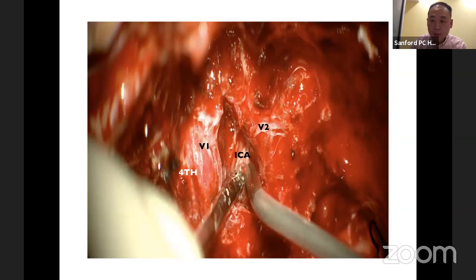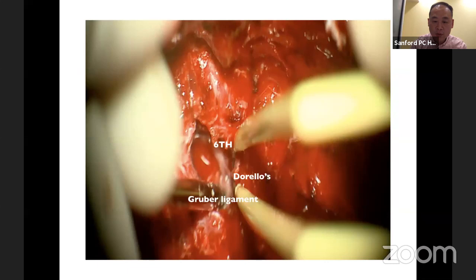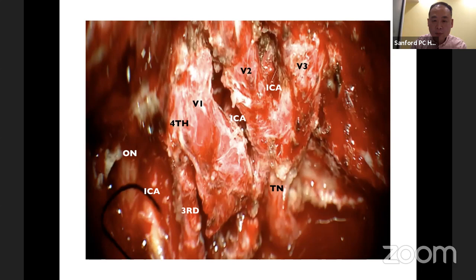Then you open the Parkinson's triangle to identify the sixth nerve and decompress the Dorello's canal. So these are some of the key steps to dealing with the petroclival meningioma.